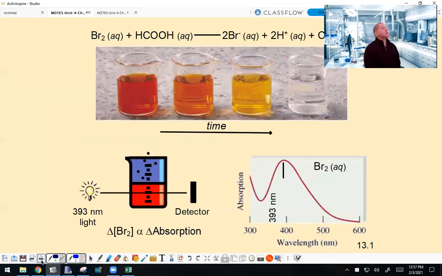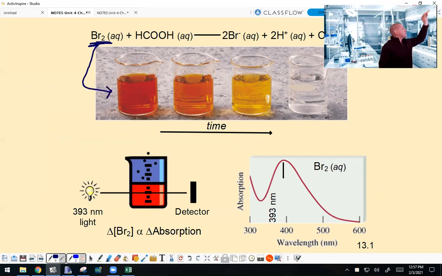All right, so here's the example that I always use because it changes color. So in the beginning, you're measuring Br2 aqueous, which is this orangish yellow. You also have formic acid here, which is clear. So we're measuring how the change in concentration of Br2 changes over time.